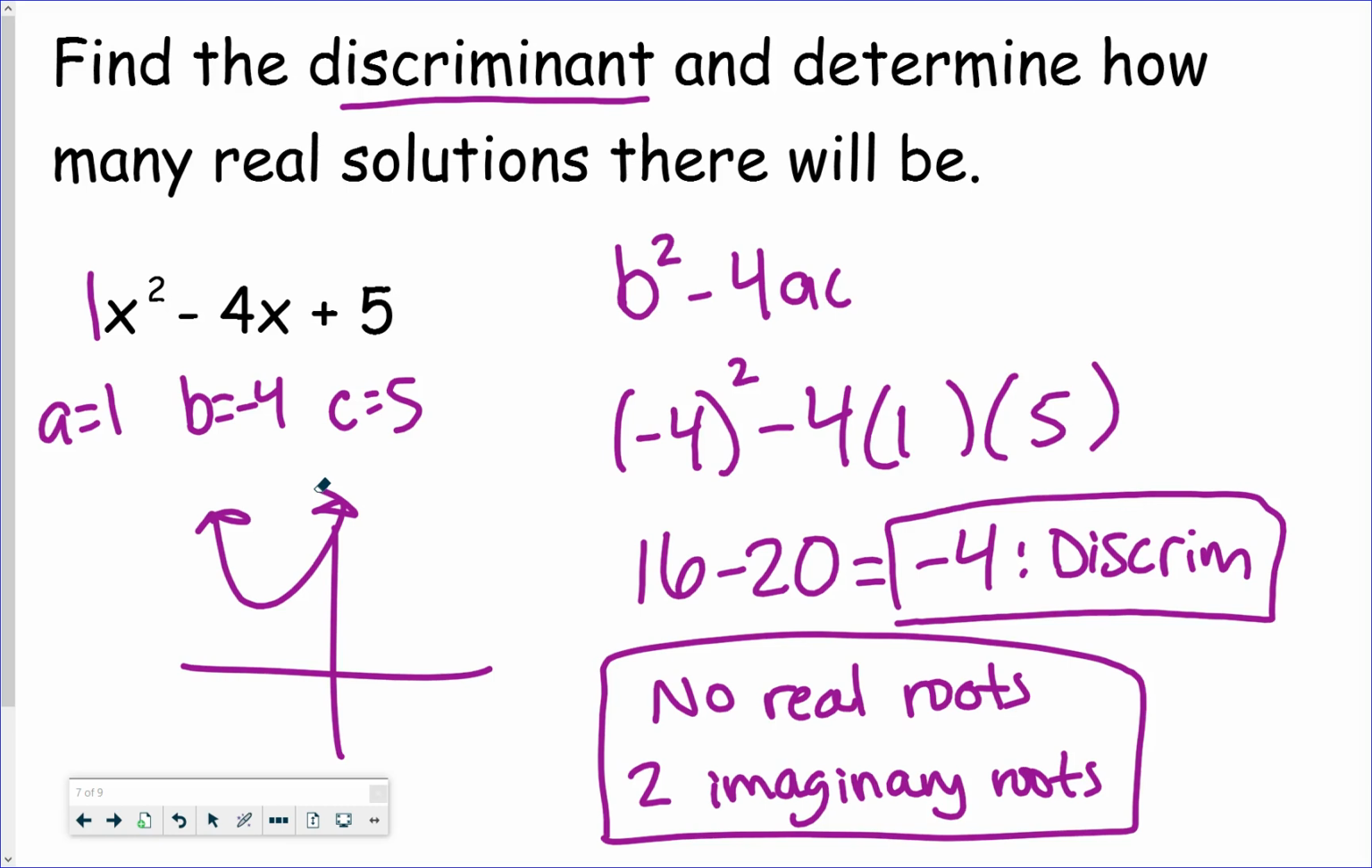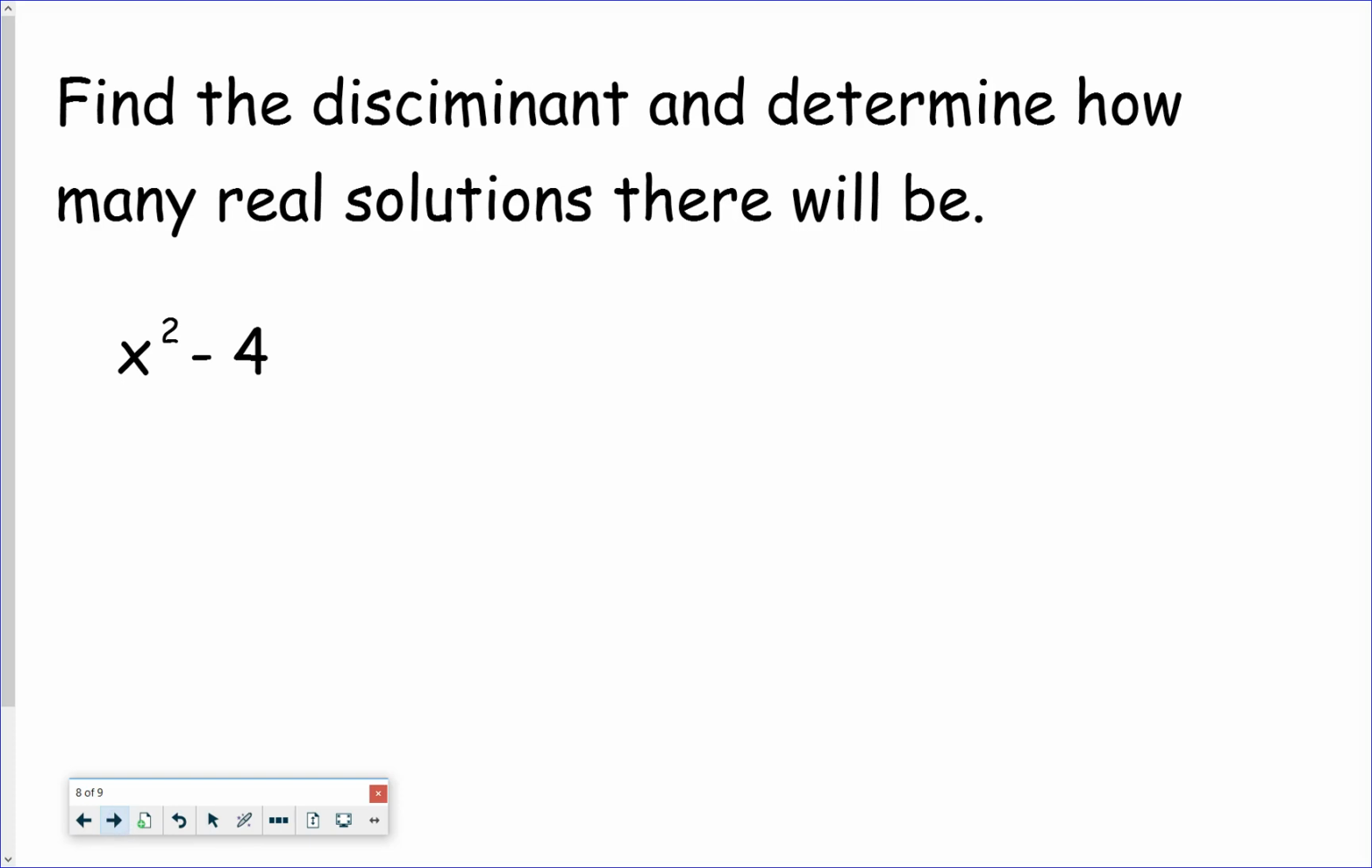Okay? And I don't care what they are right now. I just asked for the discriminant and that was it. One more. Last one. Here we go. X squared minus 4. Not plus 0. Now you know something's missing, right? Yeah. My x is missing. So what does that mean for my A's, B's, and C's? That means that my B is 0, because we're missing that middle piece of the x.